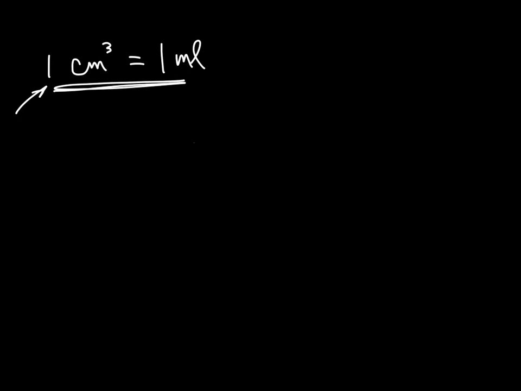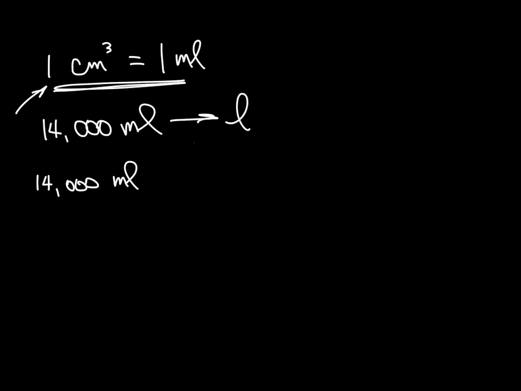Alright, so they are saying in example 79.1, use unit multipliers to convert 14,000 milliliters to liters. Alright, so what we do is we write our 14,000 milliliters, and because there's nothing cubed or anything, we only write this one, and we put milliliters on the bottom. Alright, now the question is, do we know a comparison between milliliters and liters? Well, yes, we do.